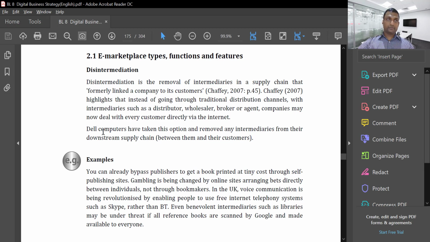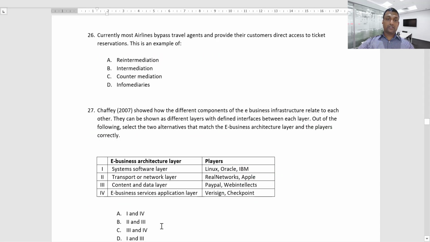This is what they are doing. They directly sell to the customer via their website, so the customers can directly place the order with the main company itself without going through dealers or agents. So this is disintermediation. If you look at the question again, they are asking about a particular situation: most airlines bypass travel agents and provide their customers direct access.